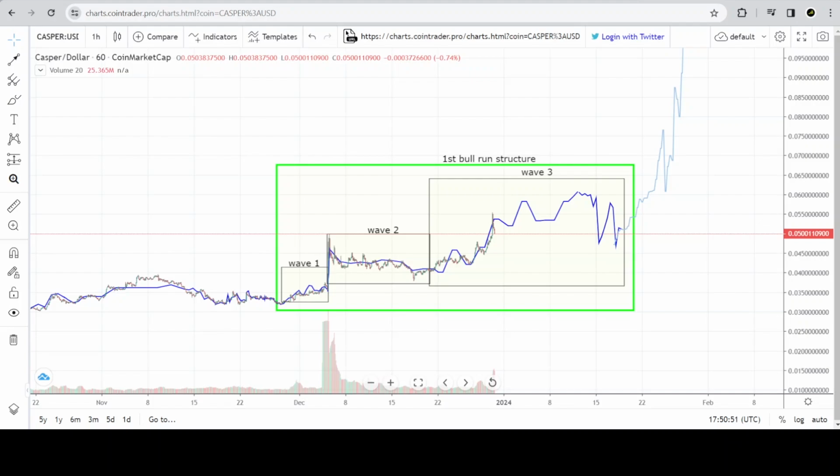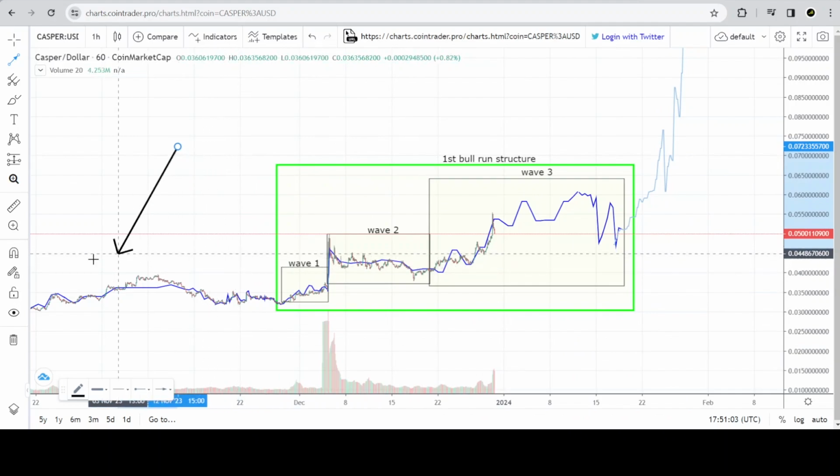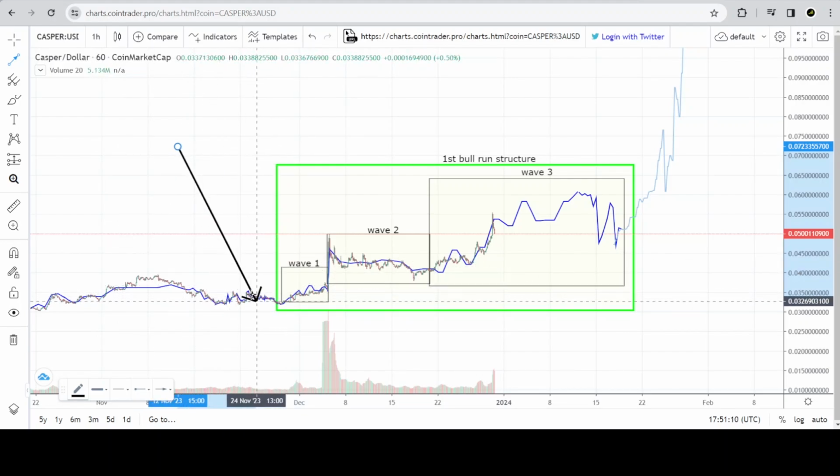So in this video, I want to talk about Casper. I want to talk about this move up that is taking place. It is something that I have been talking about for a while. So as you can see, Casper here is in its first bull run structure. It has completed the sideways range-bound fractals. We can see that termination point right here.